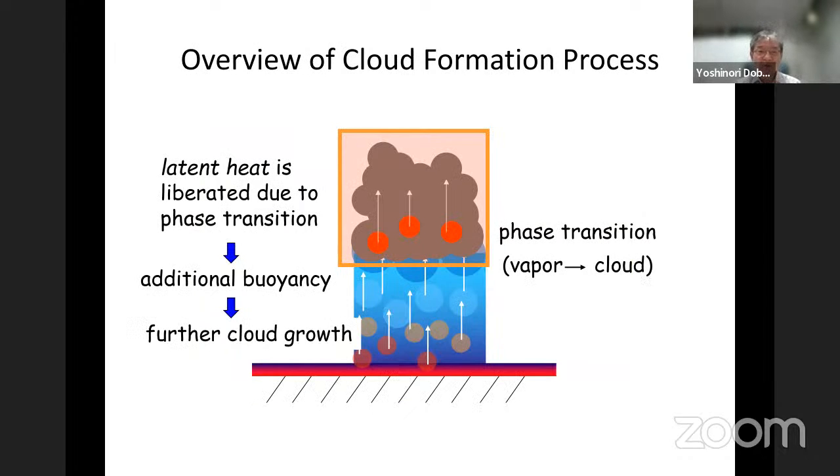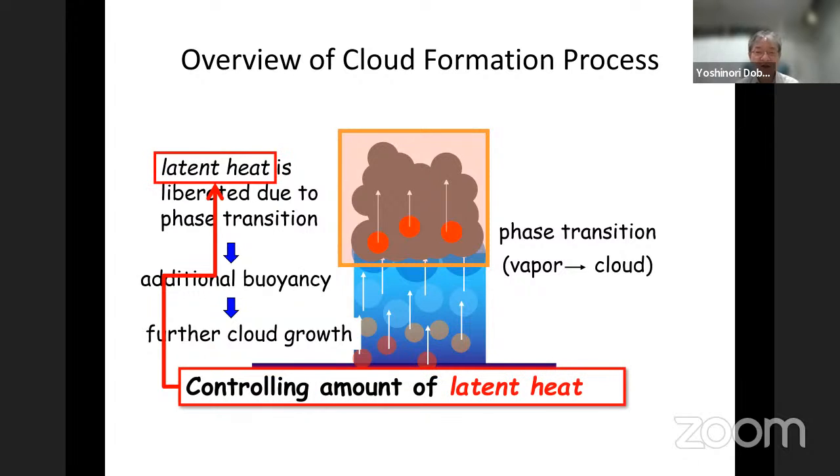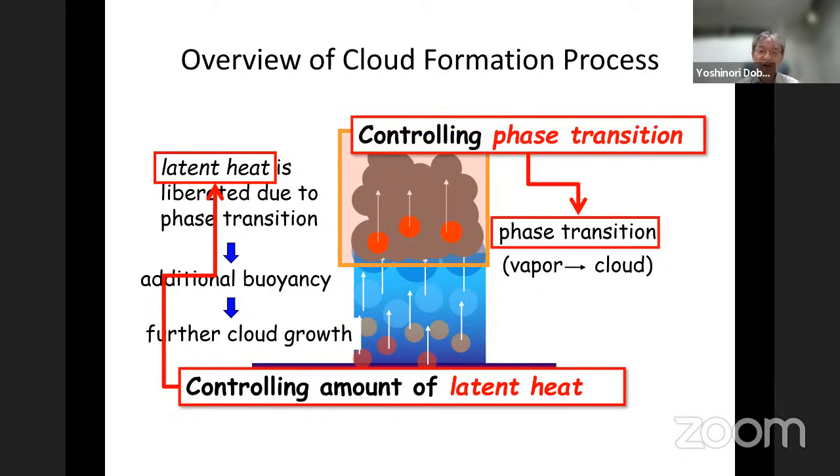Through a number of experiments, we found that the shape of the clouds can be controlled by adjusting one thing: the amount of latent heat. As I mentioned in the previous slide, the latent heat promotes further cloud growth into higher regions, so we can adjust the height of the clouds by controlling the amount of latent heat. However, the latent heat is not generated unless the phase transition occurs. Therefore, additionally, we decided to control the phase transition process. Particularly, we add a certain amount of vapor to promote the phase transition.